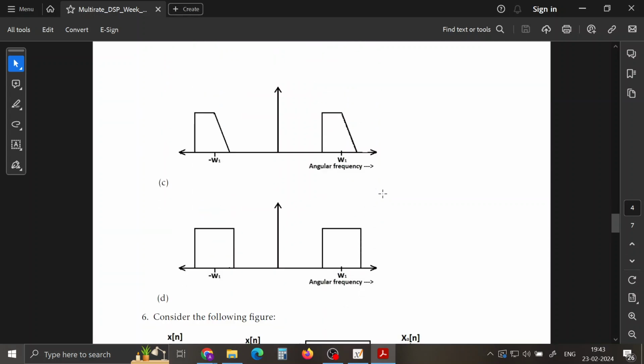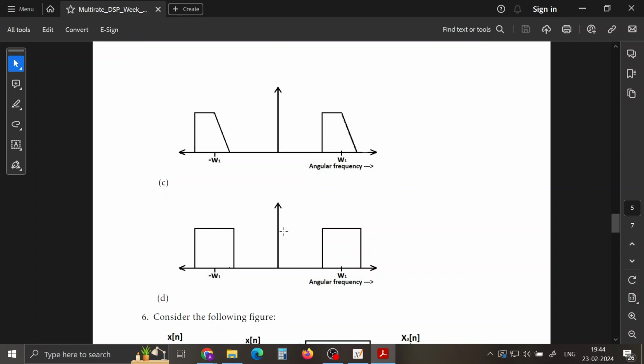Now what about option C? If you observe the spectrum of option C, it is not symmetric about the vertical axis. These two copies are not mirror images of each other. The shape is not exactly symmetric. It's not like that, right?